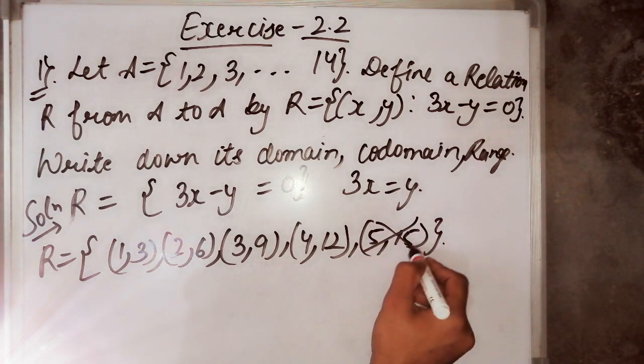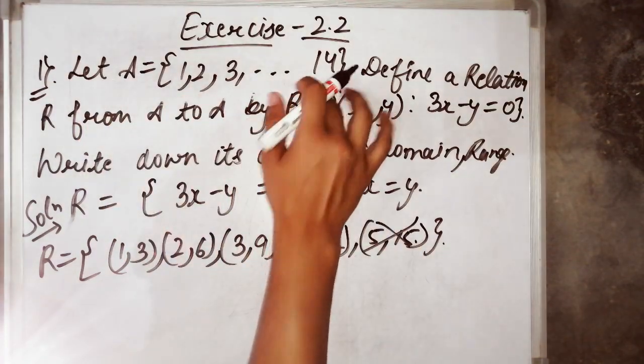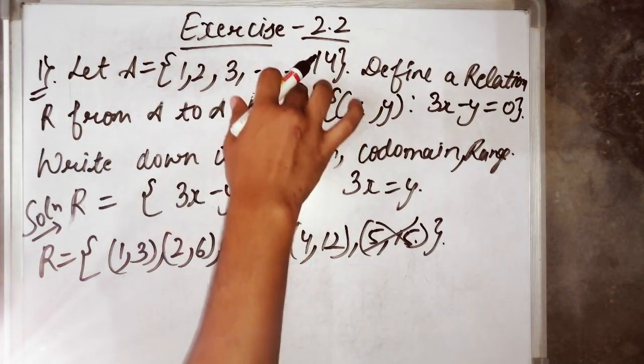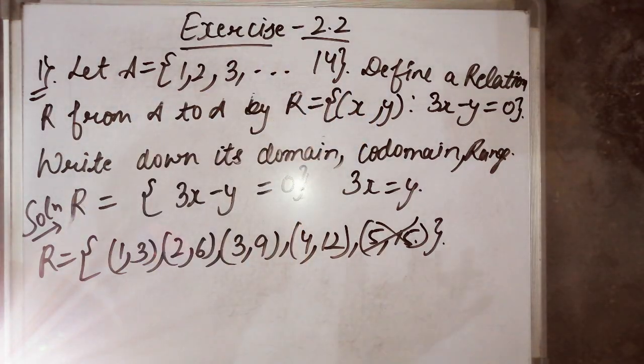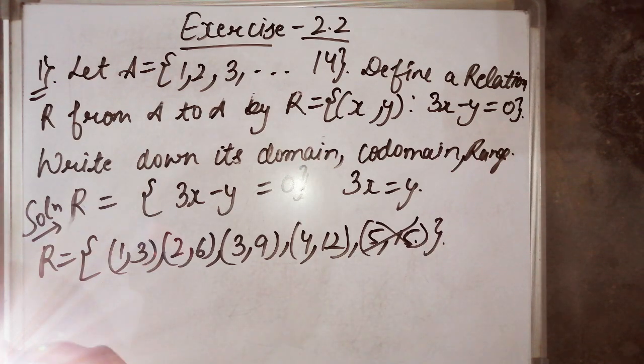Now (5, 15) will not come because 15 is not present in set A, and we need to define a relation from set A to set A only. There is no other set which is given to us. Okay, this is the relation which we'll have, and we need to write down its domain.